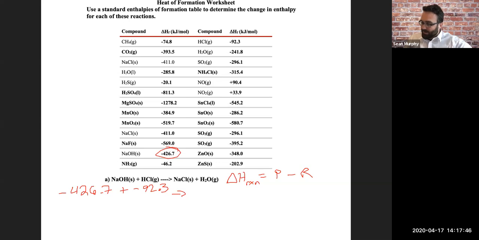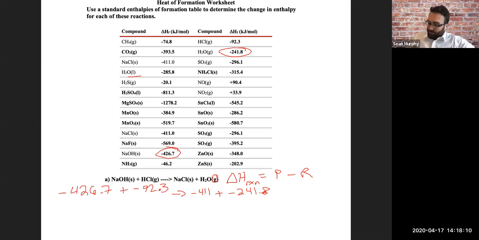Sodium chloride in the solid phase is negative 411. And then water in the gas, don't get messed up. It's not going to be the liquid water. It's going to be the gas. So let's do minus 241.8. Now they're all in kilojoules, so there's no need to write all the units for every single one of these.